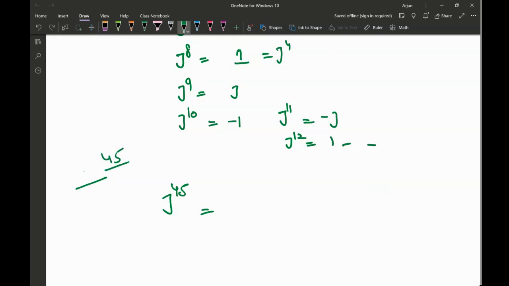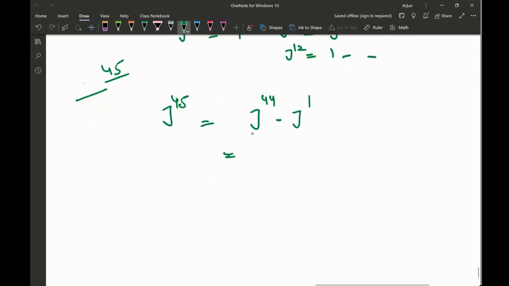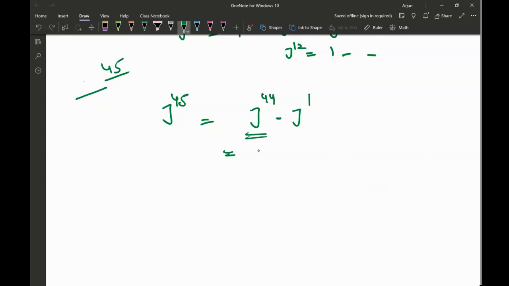And if I divide into the sets of 4, I can write j to the power of 44 times j to the power of 1, which will be equal to 1, because 44 is divisible by 4. 11 times 4 is 44. I can show you one more time in detail how I got this value.